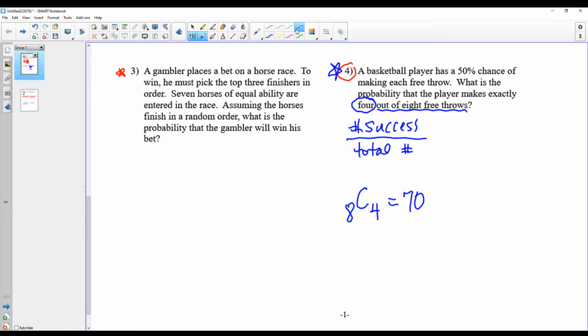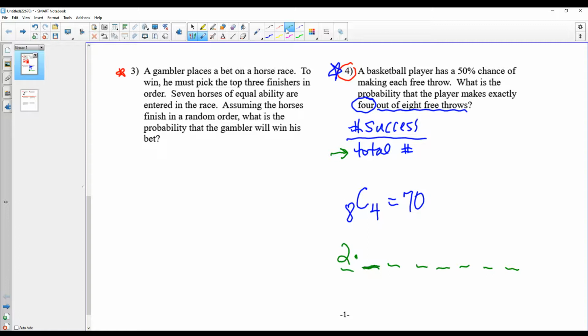Now I need to figure out the total number of possibilities, because there are other possibilities that exist. So we could miss all of them. We could make all of them. We could make 5. We could make 6, so on and so forth. So out of 8 things, our choices are either he makes it or he misses it. So I only have 2 choices.